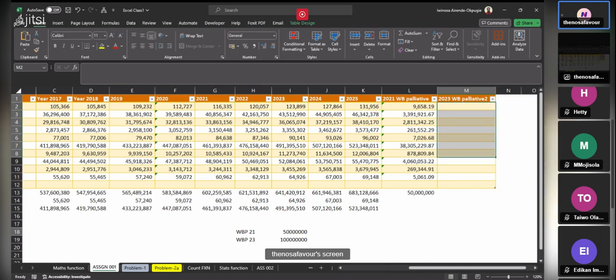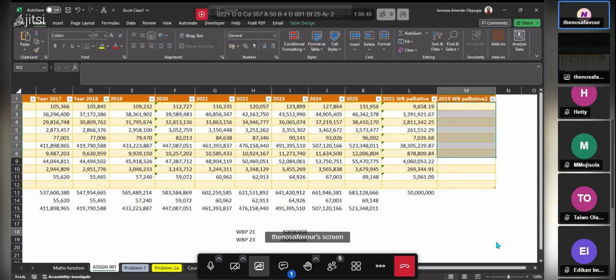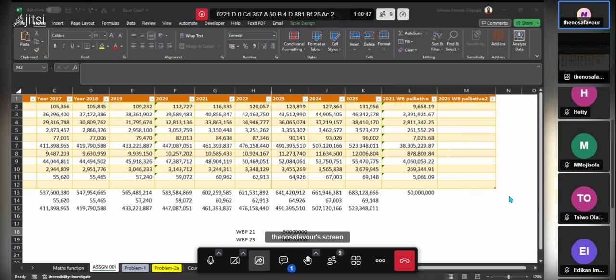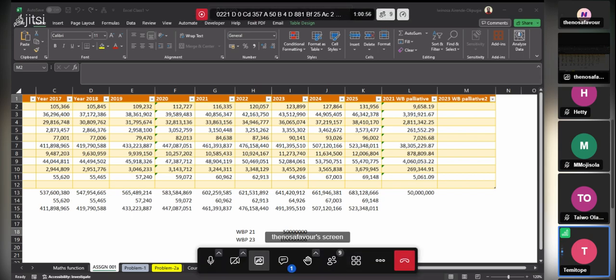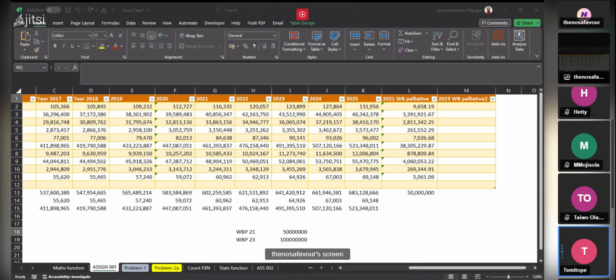Who is there? Temitope, please go ahead. Sorry, still about the F4. I was attempting the first assignment, I think he gave us two assignments. I'm sorry for bringing us back. I was trying to use this F4 key.